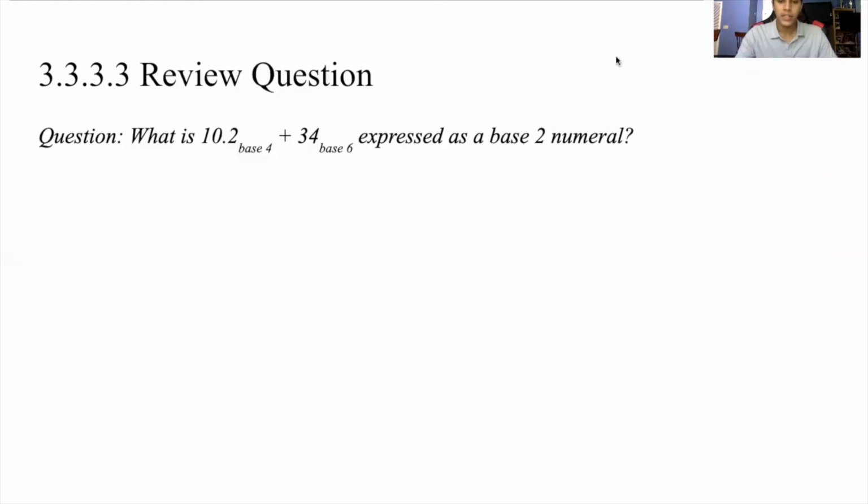All right, so finally, I have a review question about multiple base conversions and operations. If you'd like to try it, I'll give you a few seconds to pause the video, and then I'll explain the answer.